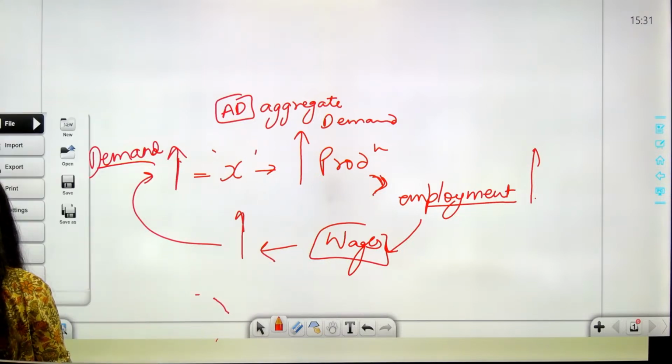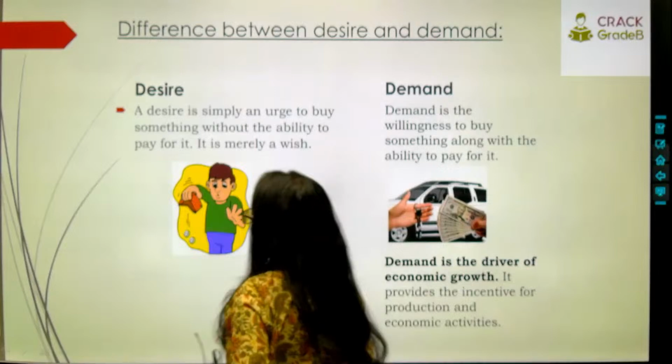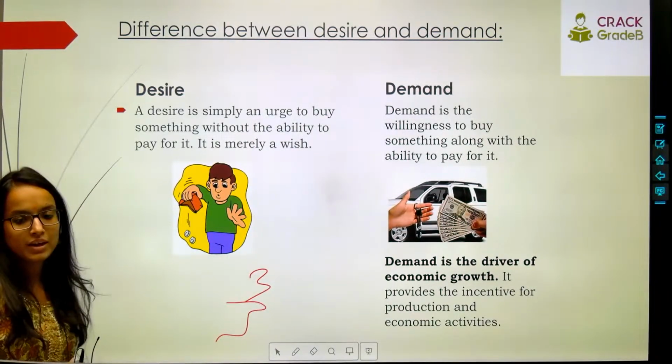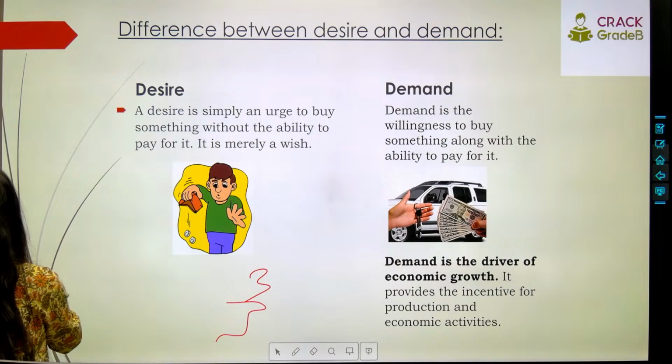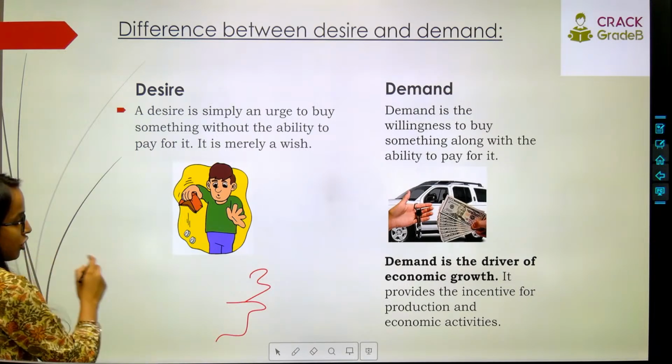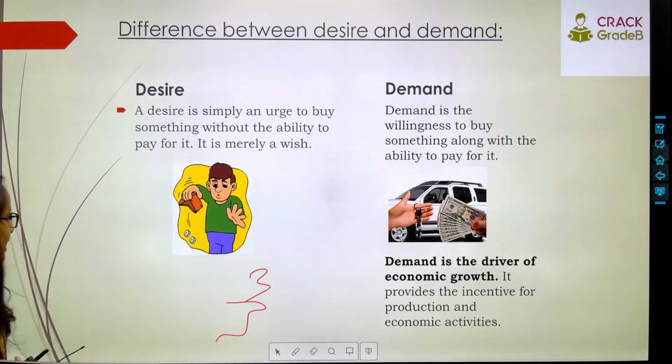demand. We need to have demand. Now that is why I wrote here that demand is the driver of economic growth. It provides the incentive for production and economic activities.